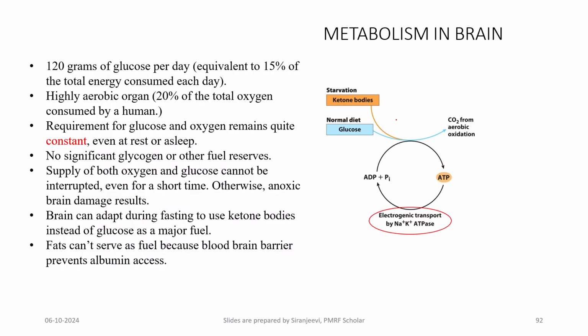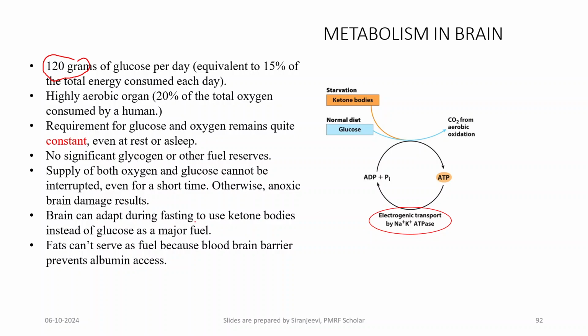And finally, the brain is the place where a high amount of glucose is used in the body in day-to-day life. Usually, it takes around 120 grams of glucose per day, which is equivalent to 15% of the total energy consumed each day. It is a highly aerobic organ, using 20% of the total oxygen consumed by a human. The requirement for glucose and oxygen remains quite constant, even at rest or asleep. No significant glycogen or other fuel reserves are present, and the supply of both oxygen as well as glucose cannot be interrupted even for a short time. Otherwise, anoxic brain damage results.